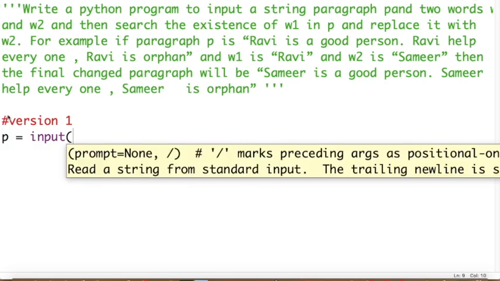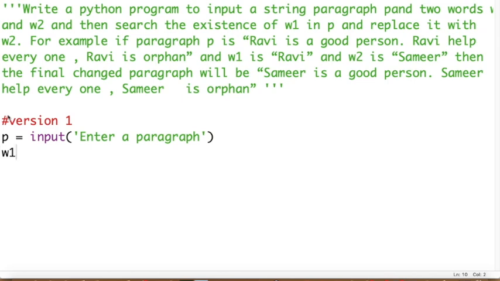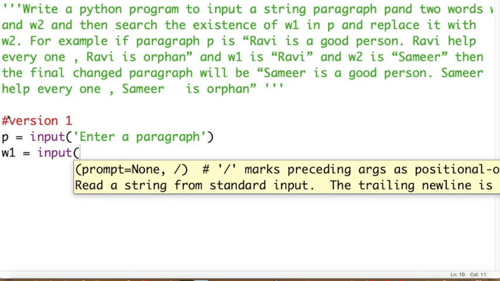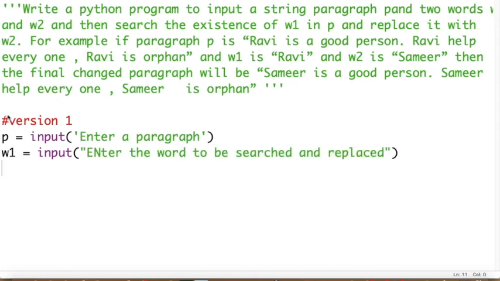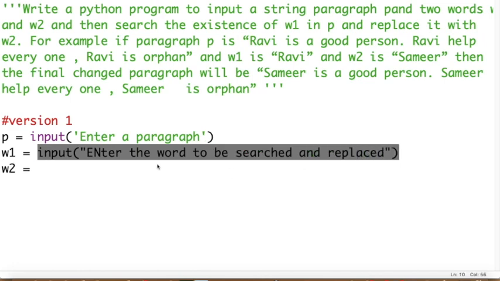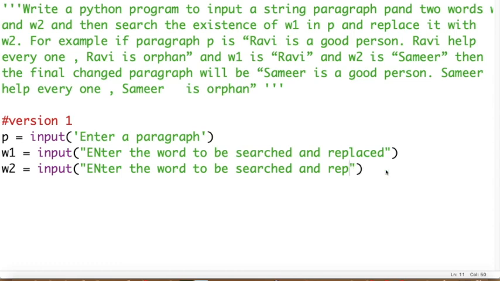So P is equal to input, "enter a paragraph", and then W1 is equal to input, "enter the word to be searched and replaced". So this has to be entered, it is inputted, and then we have W2, where we will just paste the same thing, and we will write here, "enter the word which replaces the first word", as a replacement word. So now these are the three strings we have taken.